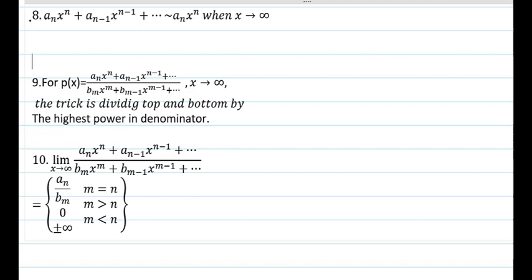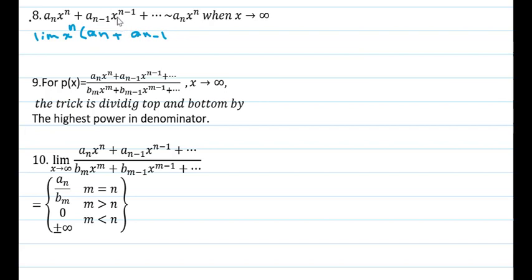For number 8, we have the limit of a_n x^n + b x^(n-1) and so on, when x approaches infinity. We can say that limit is equivalent to the largest degree of the polynomial in x, because we can factor out x with the largest degree. Suppose x^n has the largest degree, where n is a natural number. Then we will have the limit of x^n times (a_n + a_(n-1)/x.